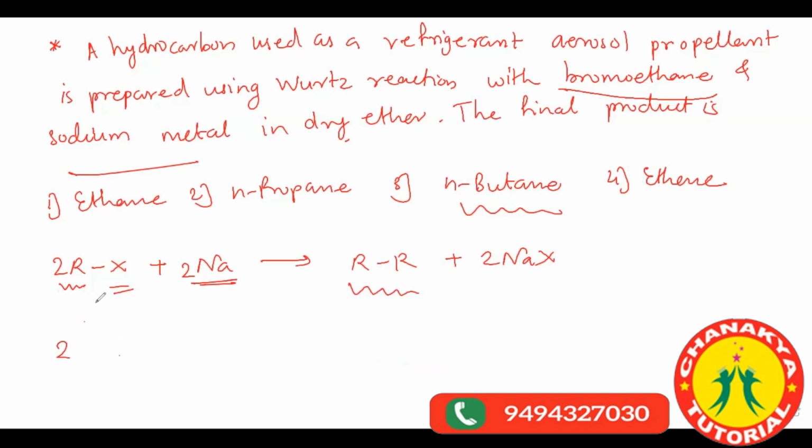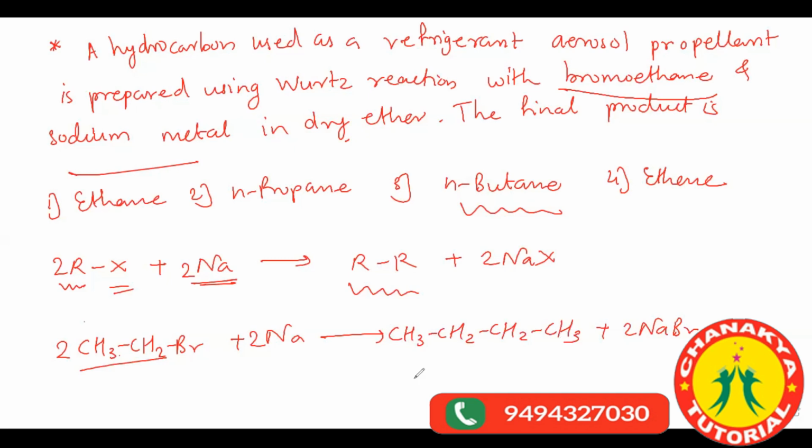So here you take two molecules of CH3CH2X. Since they have given bromoethane, I'll take bromo only, so I won't create any confusion. When it reacts with two moles of sodium metal, you get plus 2NaBr, and these two are coupled with each other. CH3CH2CH2CH3, what is it? n-butane. Correct?